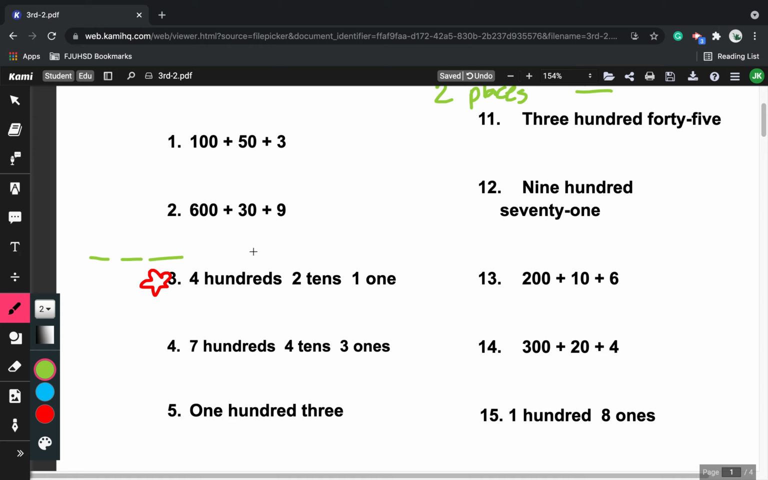So we know that the hundreds is in the third value because 100 has 3 place values in total, and this is where it is. And 2 tens, the tens value, has 2 slots, so there's going to be 2 numbers. So this is going to be in the second slot. And ones, when you have 1. So the answer is 421. 4, 2, 1.